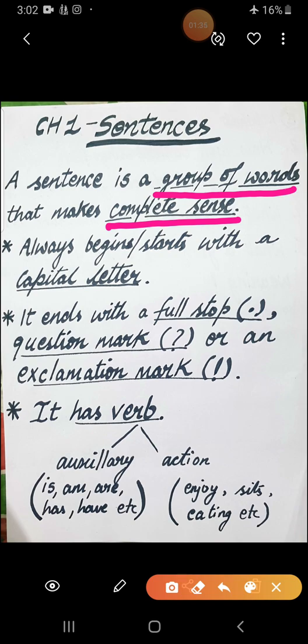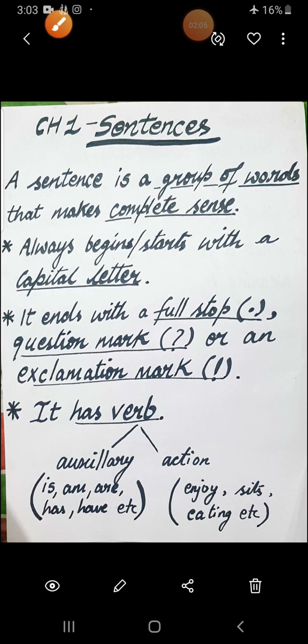Then what is the next point? It always begins with a capital letter. Then what is the third point? It ends with a full stop. You can see the punctuation, question mark or an exclamation mark. Either it will end with a full stop, question mark or an exclamation mark.